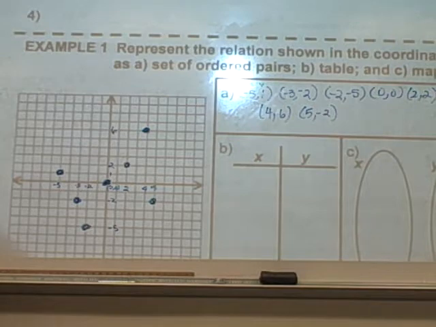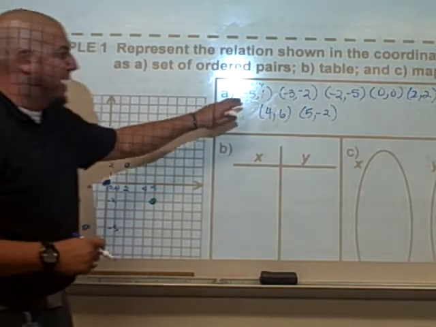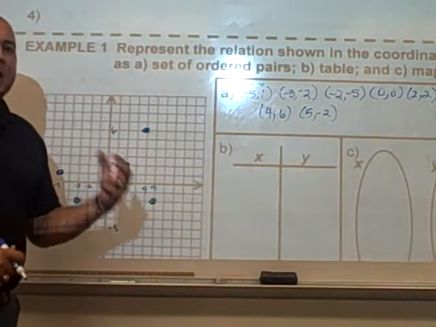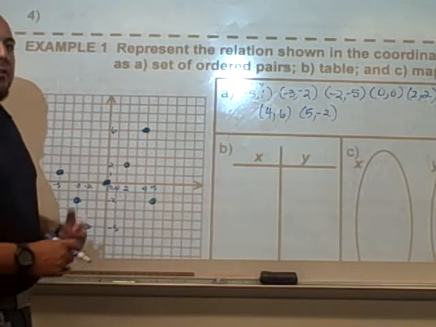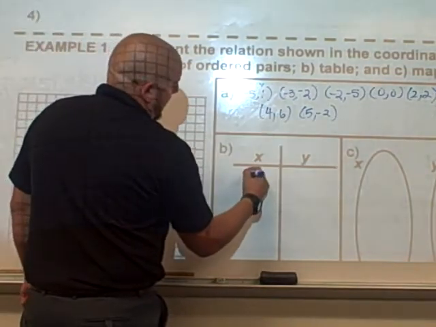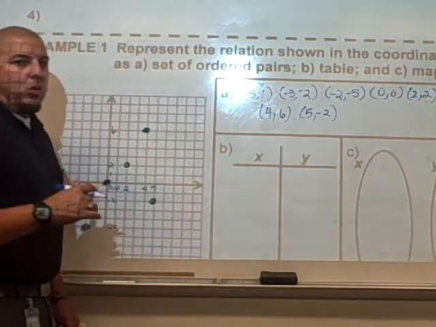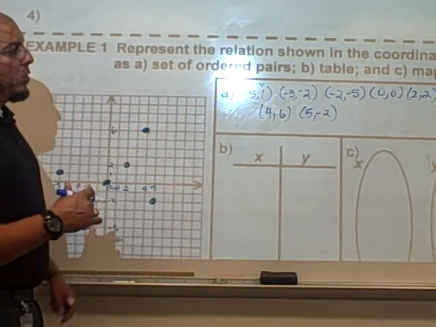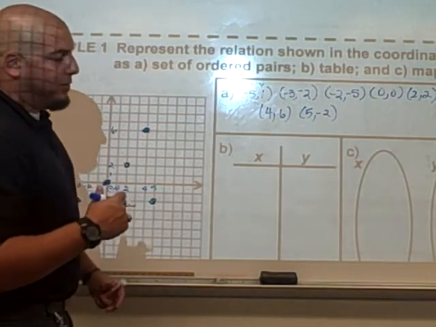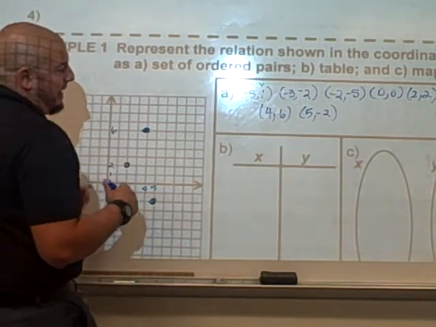All right, now, let's go ahead and create a table. If I was to create a table, I'm going to take all my x values and put them in my x column. Again, those are my independent values. That's where we're going to find our domain in just a minute. So my x values, I'm going to put them in numeric order, with the smallest one first, working my way to the largest one. You don't have to necessarily. It's just easier to organize.